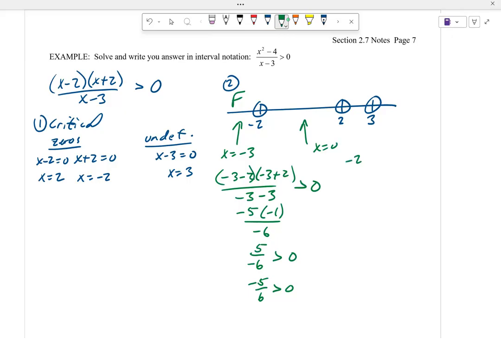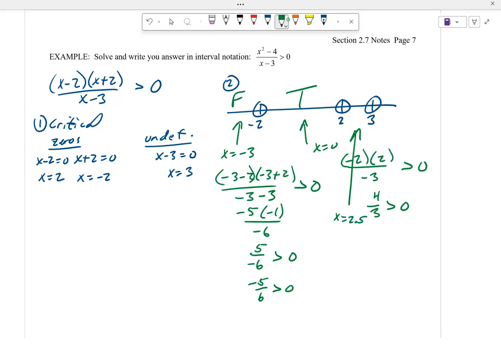0 minus 2 is negative 2. 0 plus 2 is 2. 0 minus 3 is negative 3. Well, negative 4 over negative 3 is 4/3. Is that greater than 0? Yes, it is. Let's plug in something between 2 and 3, like 2.5 or 5/2.